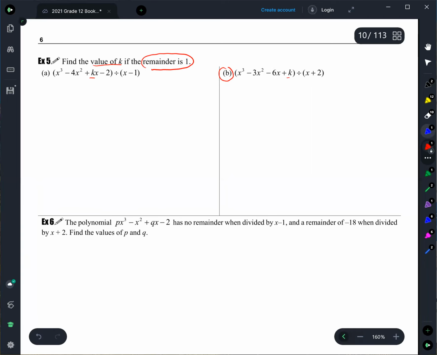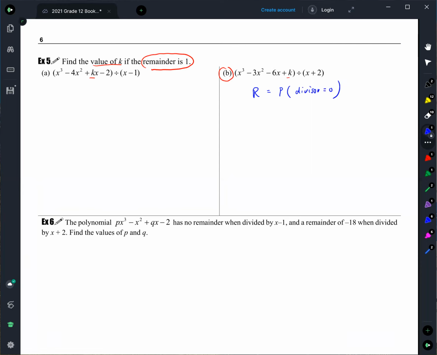So when you see the word remainder and you see they are dividing, right away you should think about the remainder theorem. The remainder theorem tells us that remainder equals P of the number that makes the divisor equal to 0, right? The number you sub in should make the divisor equal to 0. So what's the number that we should sub in over here for question B?